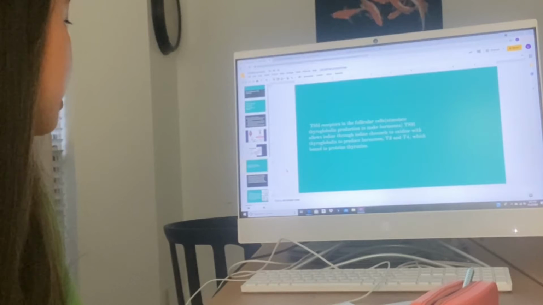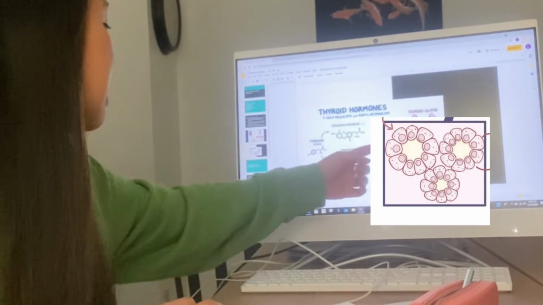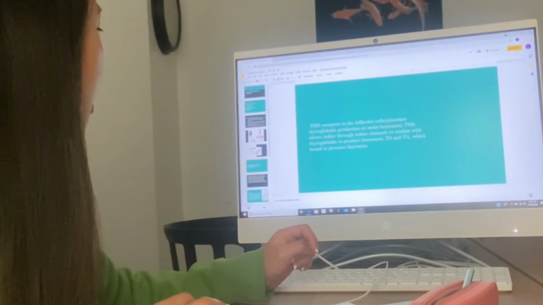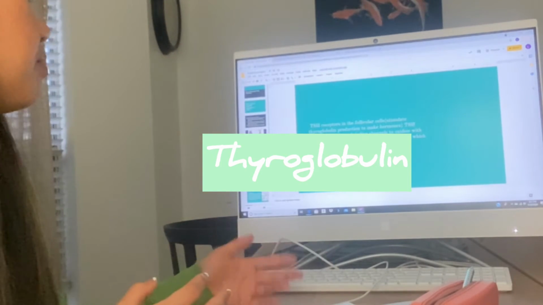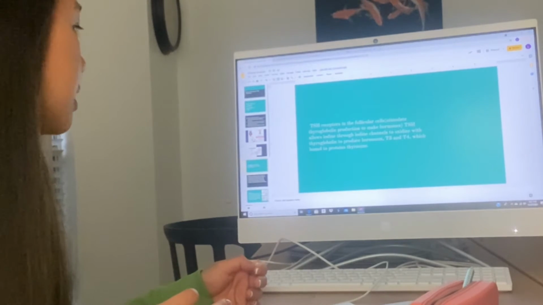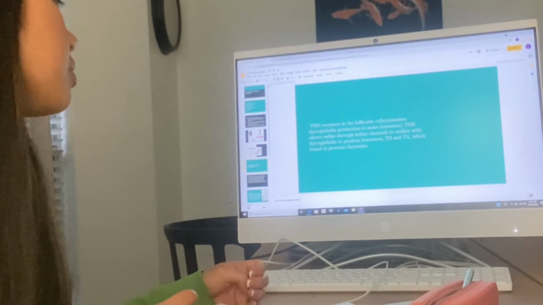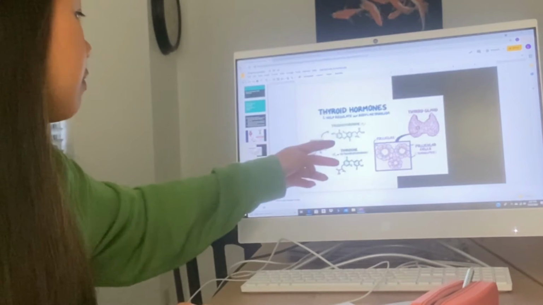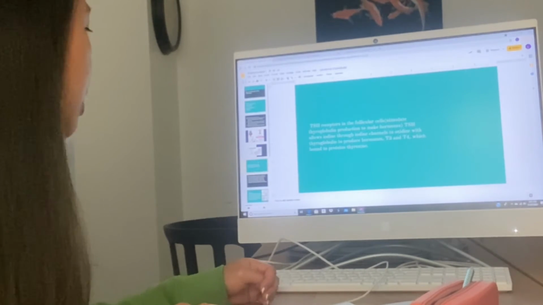So TSH receptors in the follicular cells, which are the butterfly-looking cells in the thyroid gland, stimulate thyroglobulin production, which is again the protein to make hormones. And TSH allows iodine through iodine channels to oxidize with thyroglobulin to produce hormones T3 and T4, which are bound to proteins.